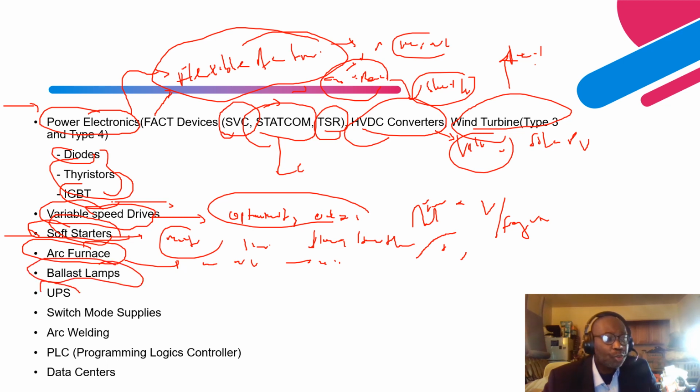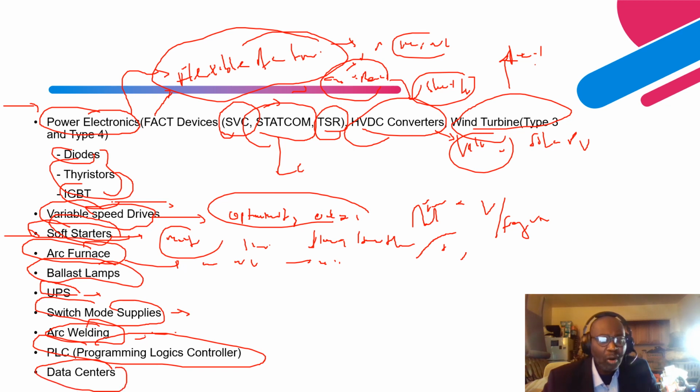Next is UPS, uninterruptible power supply, right? And that also has a lot of power electronics. Switch mode supplies have a lot of power electronics. Arc welding, the intermittent load causes a lot of unbalanced loads. Then PLCs, controllers, then data centers. All these are the sources of harmonics.